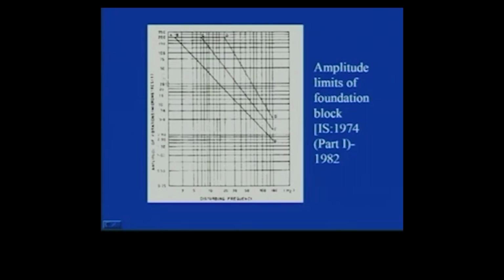Let us say I want to have 50 micrometers. I will simply pick this value and project it on this particular curve. Whatever is the corresponding frequency, you can assign to that. So, you can see here that corresponding to this 50 micrometer amplitude, the corresponding disturbing frequency is 20 hertz.